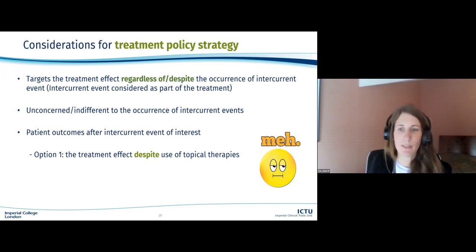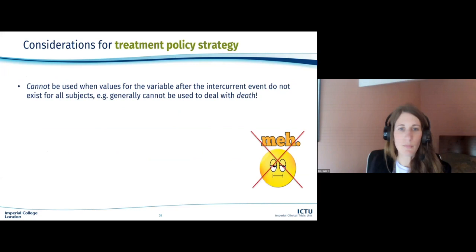Now, on the other hand, if an intercurrent event would occur in a trial but not in routine practice, then this wouldn't be so relevant where your objective is to assess how the treatment performs in routine practice. Now, another general point to note for this strategy is that by definition, generally, it cannot be used to handle terminal events such as death, where values for the variable after these terminal intercurrent events don't exist.